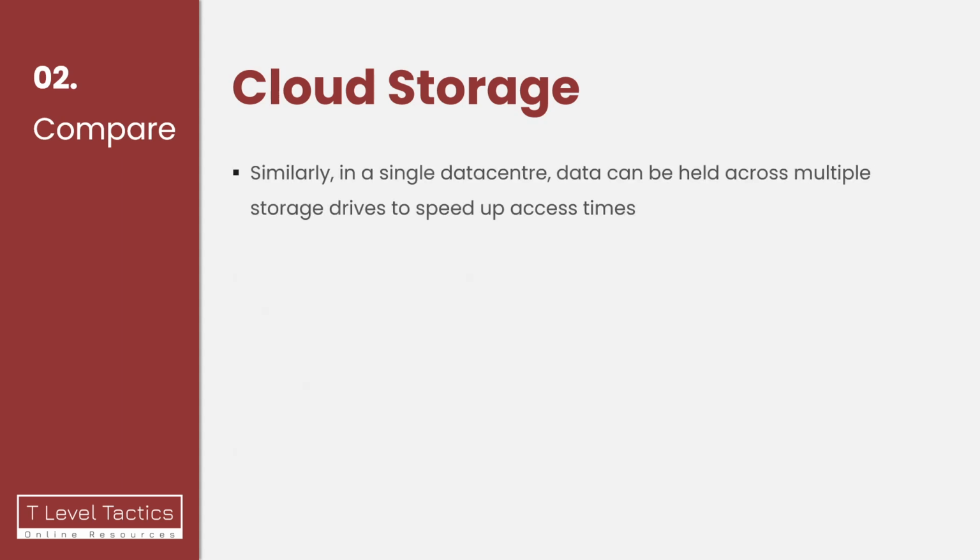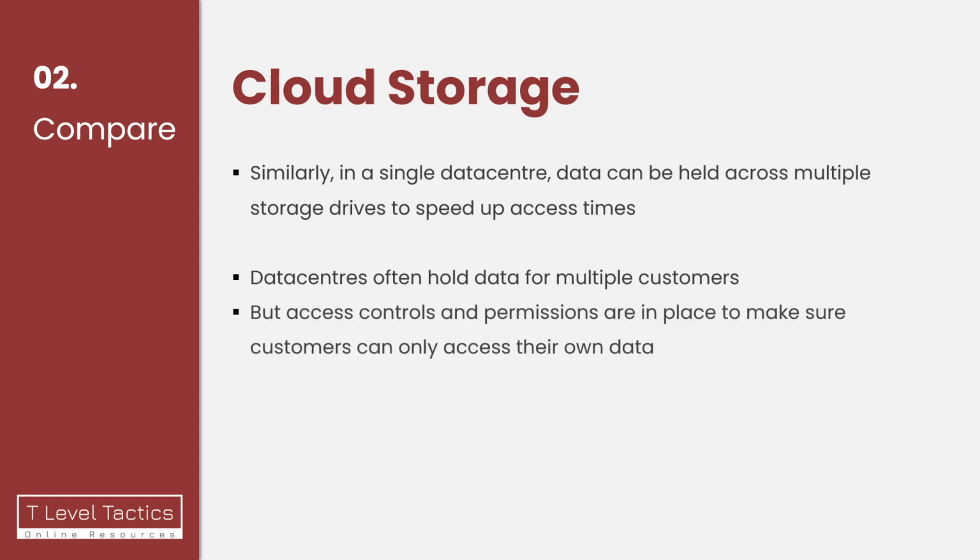Similarly, in a single data center, data can be held across multiple storage drives to speed up access times. And data centers often hold data for multiple customers. Now, to ensure that people get the right data and don't end up with the wrong data, access controls and permissions are in place to make sure customers can only access what they should. This is known as siloing.